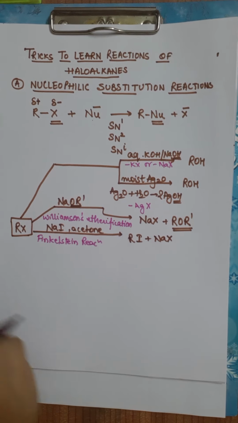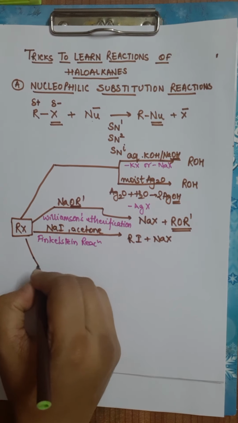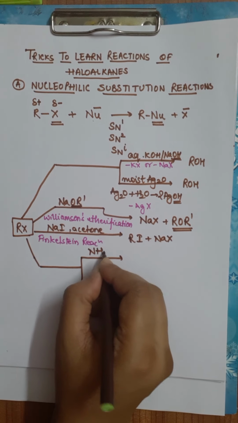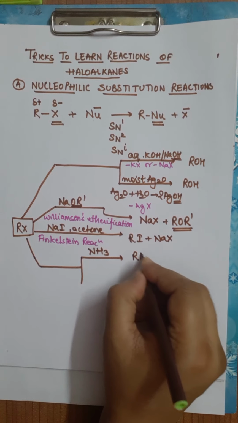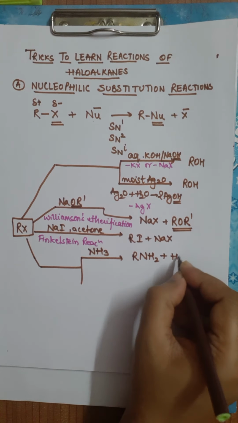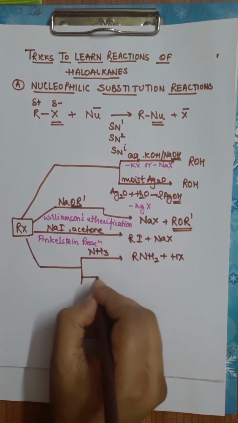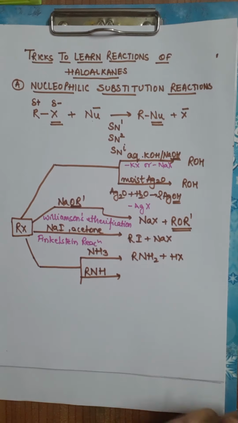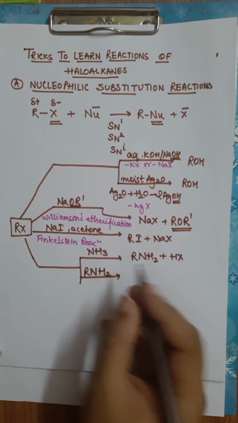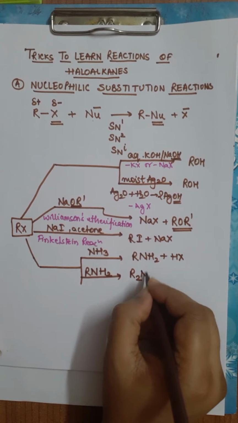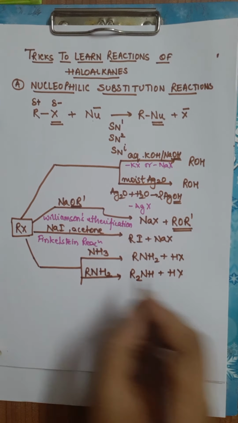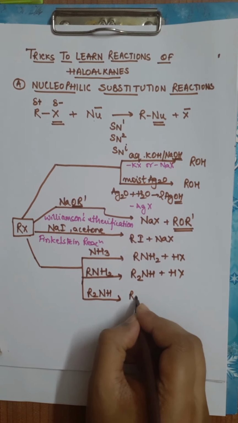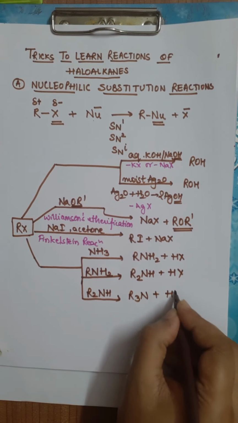Then the next reaction that we have is with ammonia and its derivatives. So with NH3, it forms RNH2 plus HX. Then I am writing it here separately. I could have given it in your cycle, but you can learn it like this. If the reagent is RNH2, you get R2NH plus HX, and when the reaction takes place with R2NH, you get R3N plus HX.